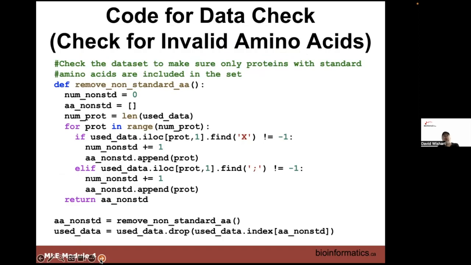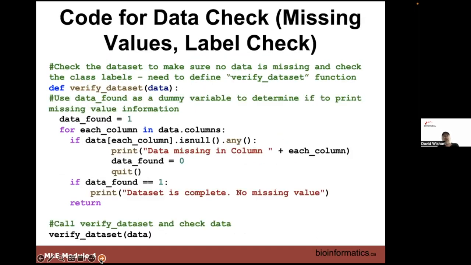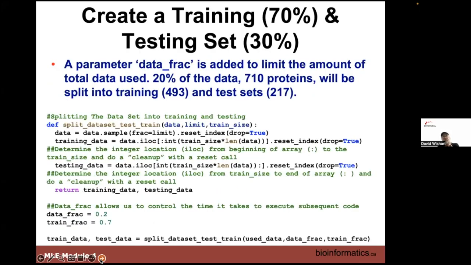Here we're looking to see if there are any X's. This won't find Z's or B's. It removes non-standard amino acids and makes sure things are cleaned up. We'll also look for any missing values. That's called the verify data set function, whether we've got missing columns or missing rows.